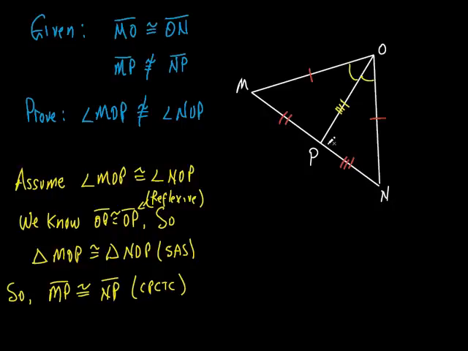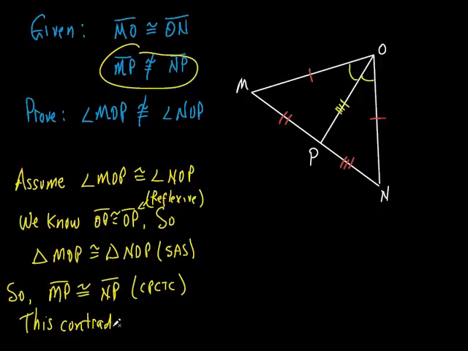But wait a minute. What were we told at the beginning? We were told that MP was not equal to NP. So that's a contradiction. They can't both be equal and not equal at the same time. So I'm just going to write, this contradicts the given. It contradicts the given that says MP is not congruent or equal to NP.